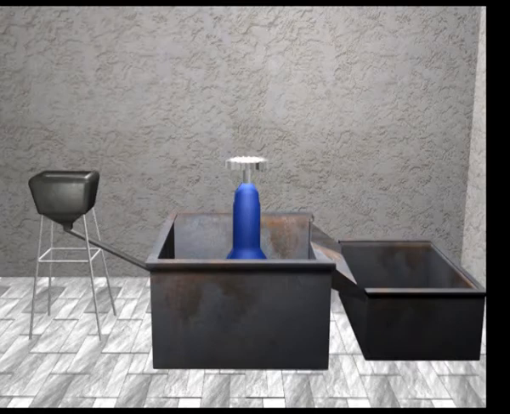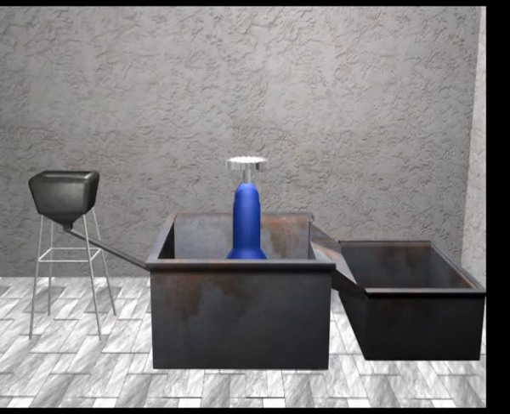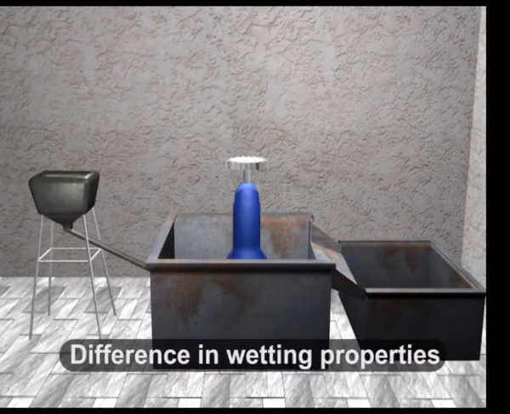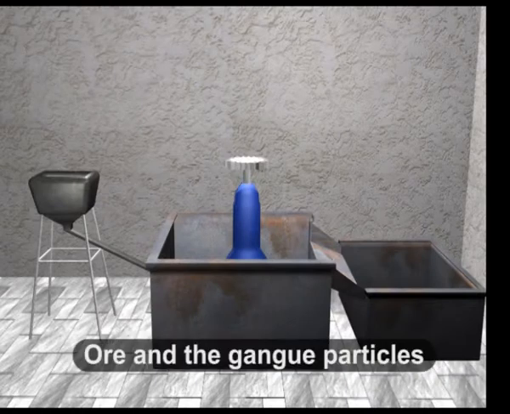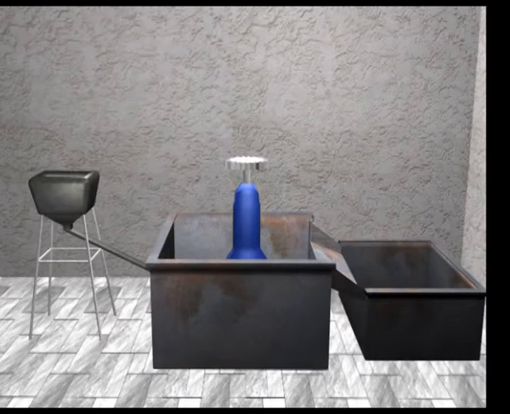Concentration of the ore is done by the process of froth flotation, which is based on the principle of difference in wetting properties of the ore and the gangue particles with water and oil. The sulphide ore particles are preferentially wetted by oil and the gangue particles by water.